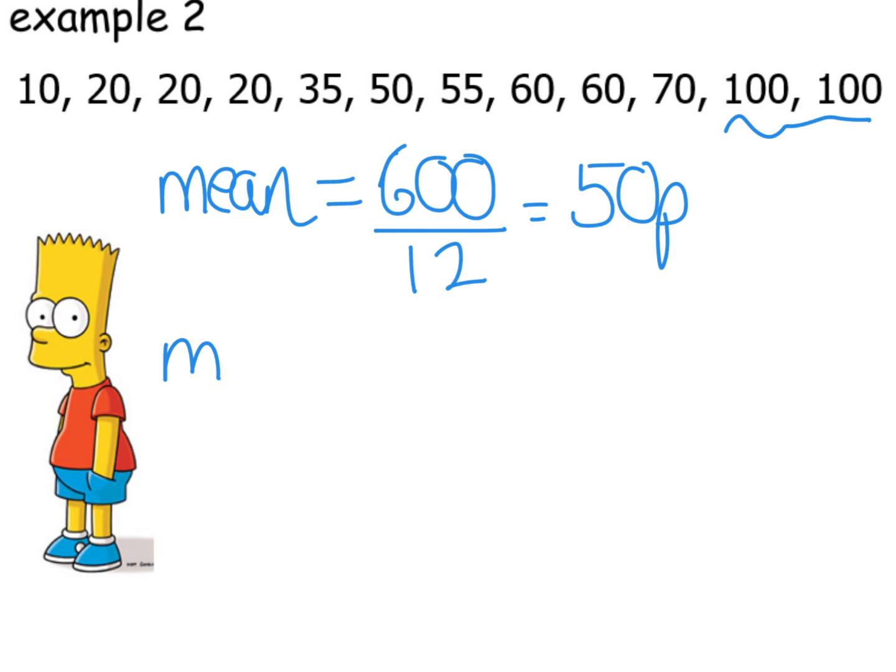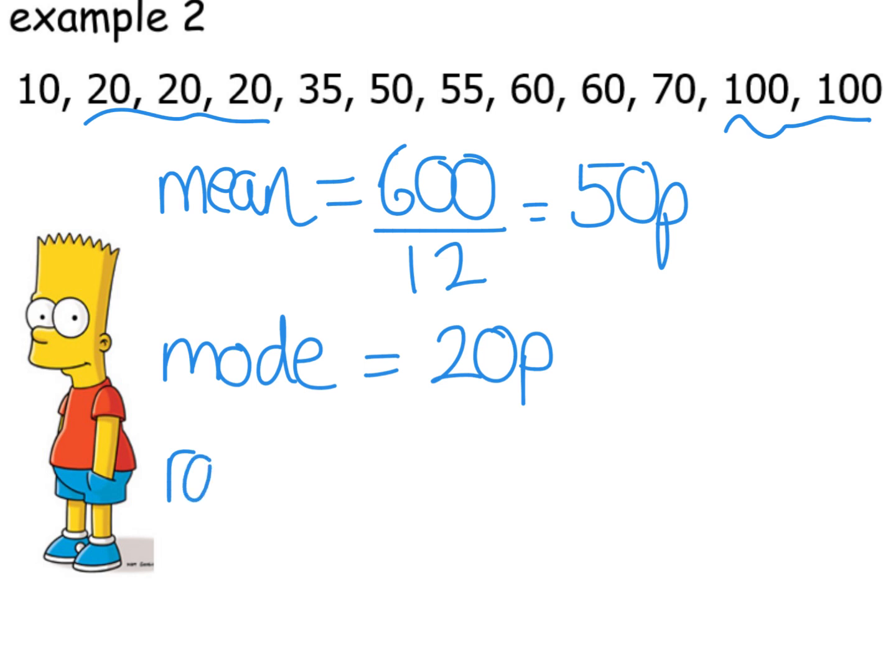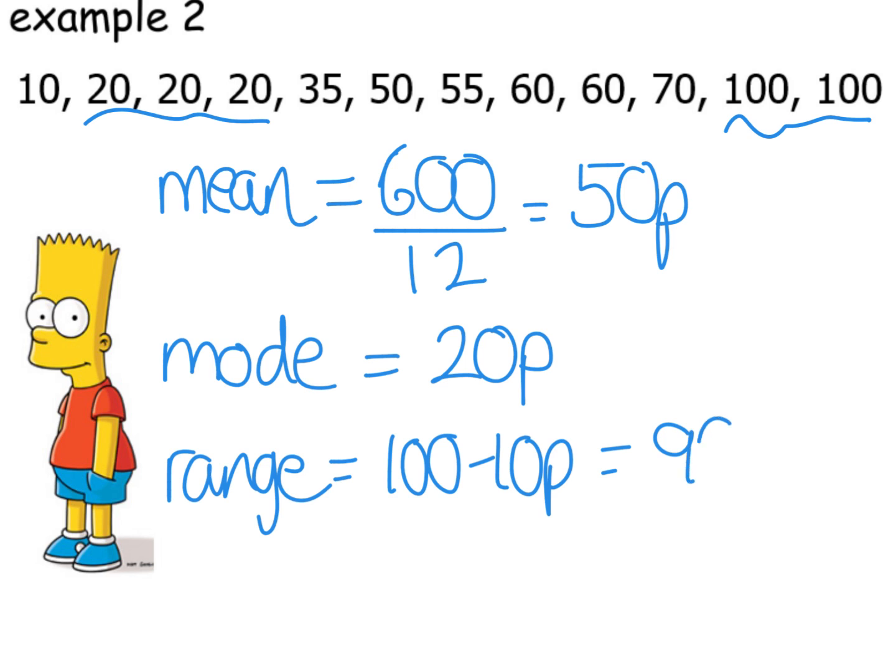Then we will do the mode or the modal. So which one appears the most? Well, there's 3 of this one, so the mode was 20 pence. So Bart could say, oh well, the mean amount on average I got was 50p, or he could say on average I got 20p, which meant the more people gave him 20p than anything. Then the other one is the range. So range is highest, take away lowest, so that's 100 pence, take away 10 pence, which is 90 pence.